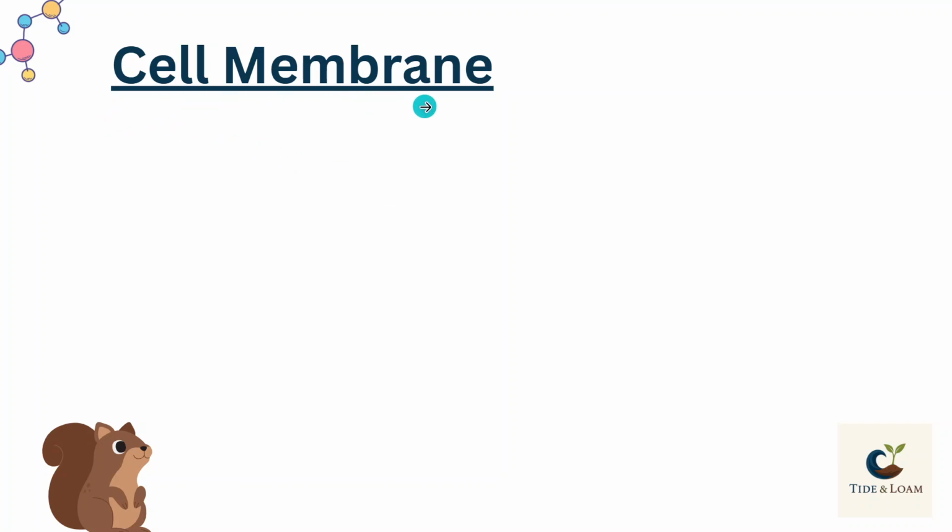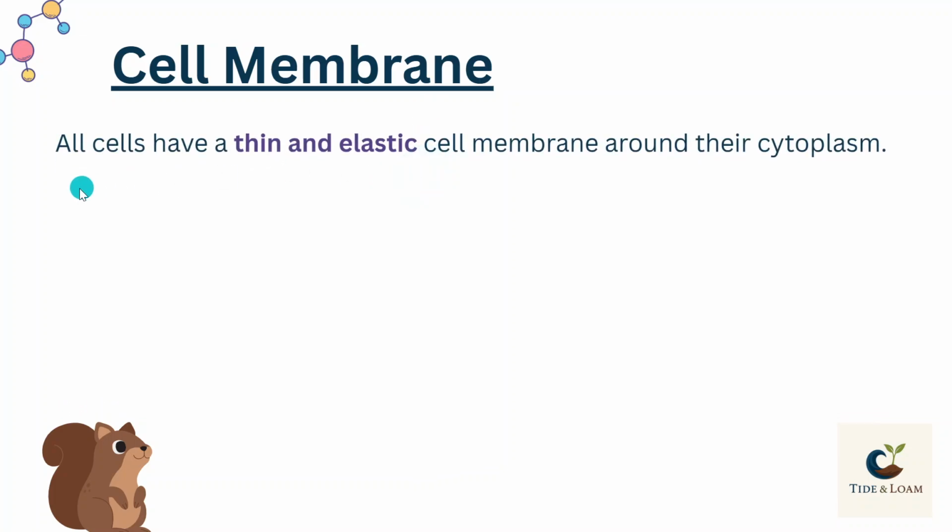In this video we are going to study the boundary of the cell, which is called cell membrane. So let's start with a brief introduction of cell membrane. All cells have a thin and elastic cell membrane around their cytoplasm. So cell membrane, the first keyword is all cells. Cell membrane is present in all the cells, whether it is a plant cell, animal cell, fungal cell or bacterial cell. Cell membrane is present in all the cells and its nature is thin and elastic.